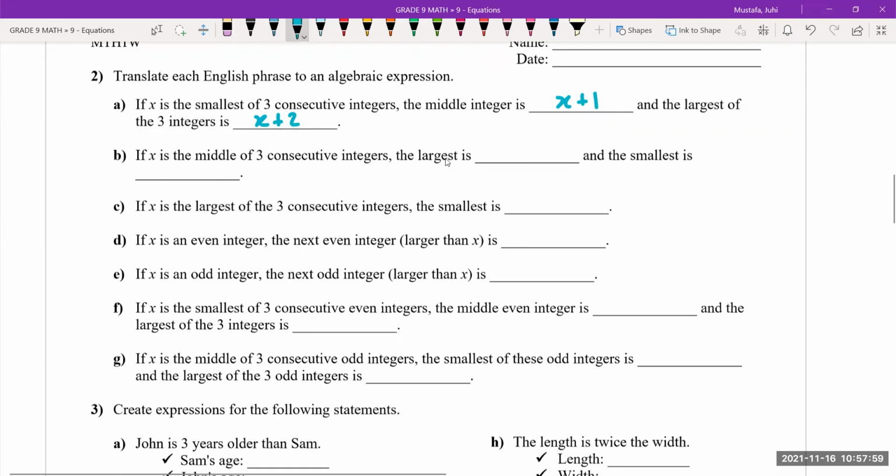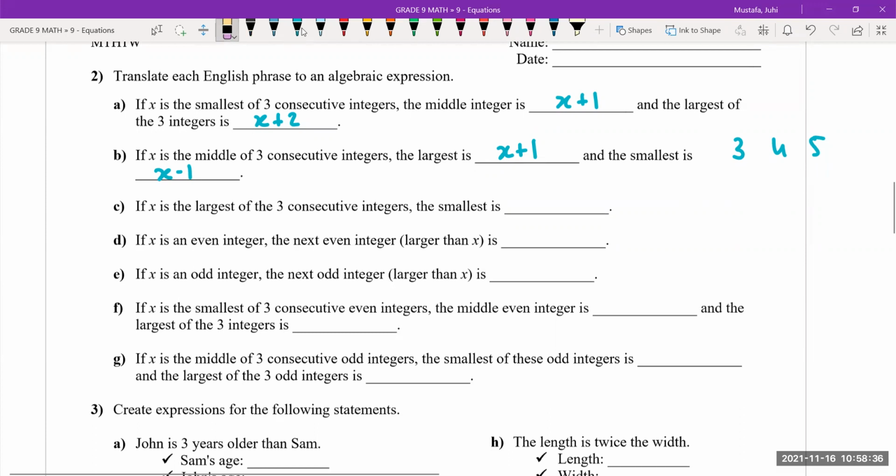All right, the next one. If x is the middle of 3 consecutive integers. So again, let's say my 3 consecutive integers are 3, 4, and 5, and I call the middle one x. What's the larger one going to be? This one is going to be x plus 1. Yes. Okay, now be careful. What is the smaller one going to be? x minus 1. Does that make sense, you guys? Does it make sense if I give you an example like this? Yeah. So always give yourself an example, use small numbers, and try to figure out what's happening.